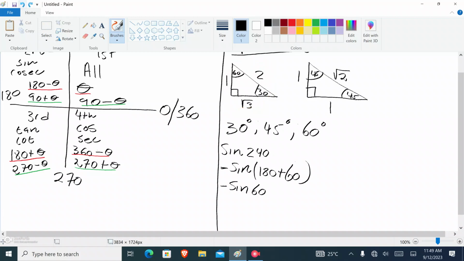Now, as you all know, sine is opposite over hypotenuse. So when you look at 60, what is the opposite of 60? Now, the opposite of 60 is square root 3 over, and then the hypotenuse is what here? It's gonna be 2. So your answer is negative square root 3 over 2.